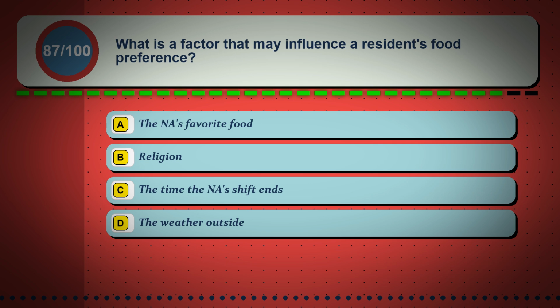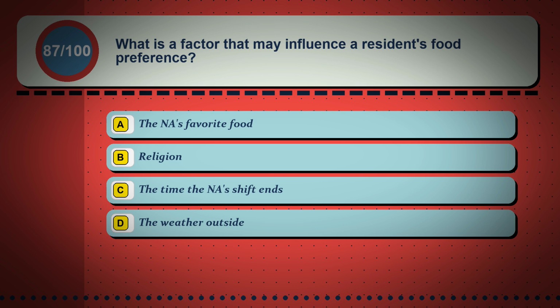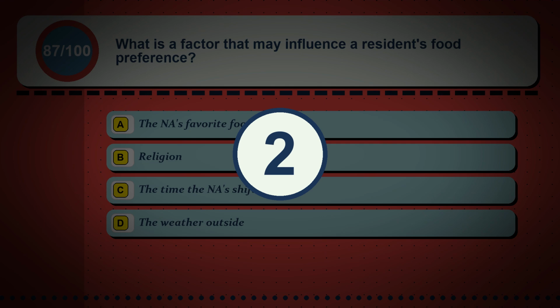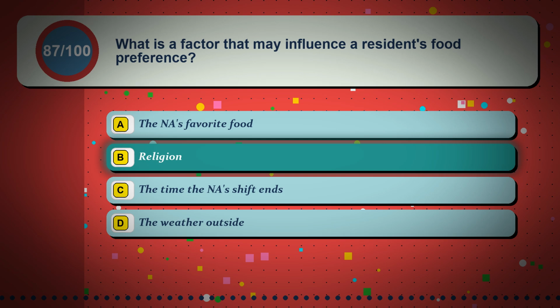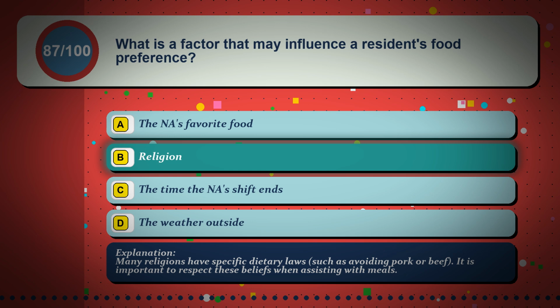Question 87. What is a factor that may influence a resident's food preference? Option A, the NA's favorite food. Option B, religion. Option C, the time the NA's shift ends. Option D, the weather outside. The correct answer is option B, religion. Many religions have specific dietary laws, such as avoiding pork or beef. It is important to respect these beliefs when assisting with meals.